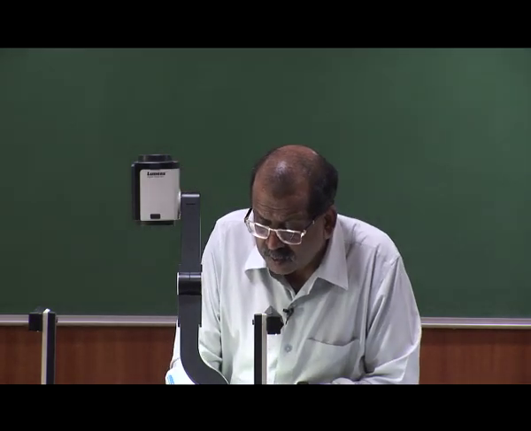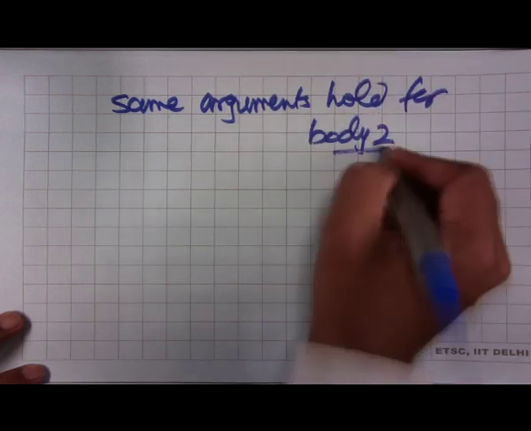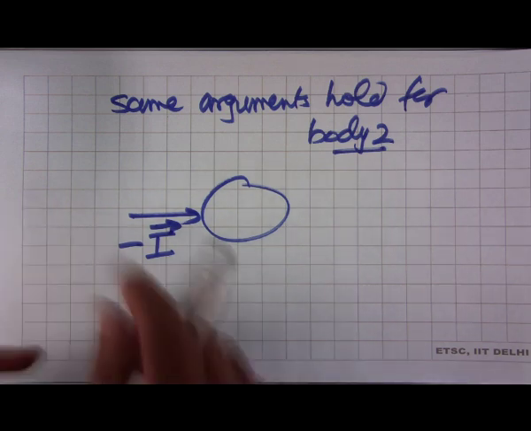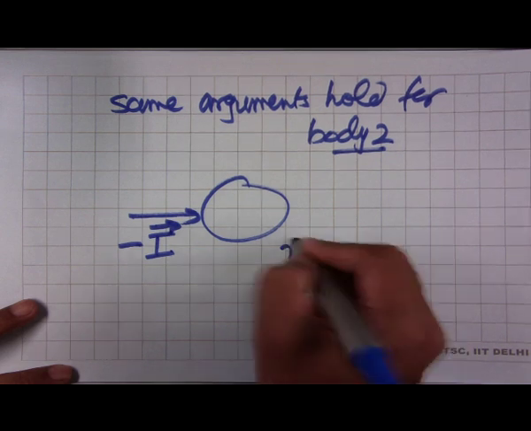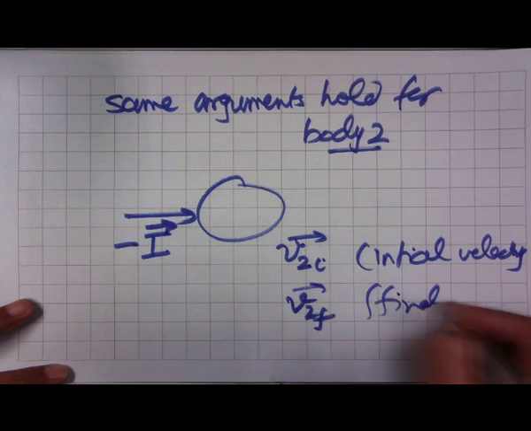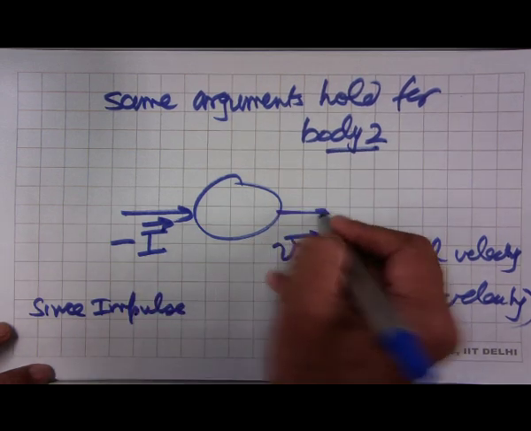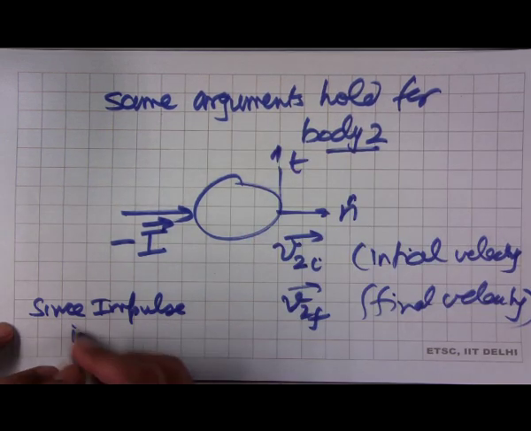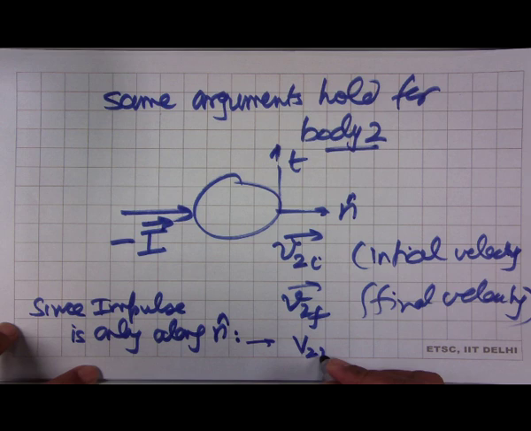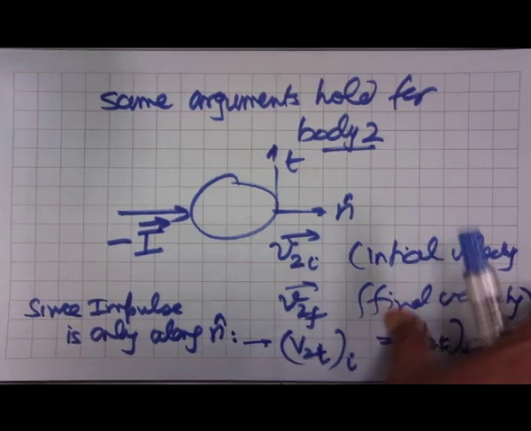And the same arguments hold for body 2. So, for body 2, I will have minus of the impulse which acts here, since impulse I acted on body 1. So, minus I acts on body 2, and then we have v2I as the initial velocity, v2f as the final velocity. So, again, since this is the n direction, this is the t direction, and impulse is only along n, we get v2t initial is equal to v2t final, and the normal components change.